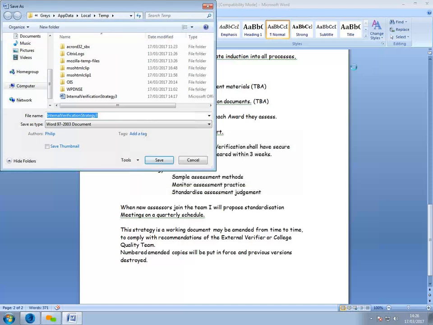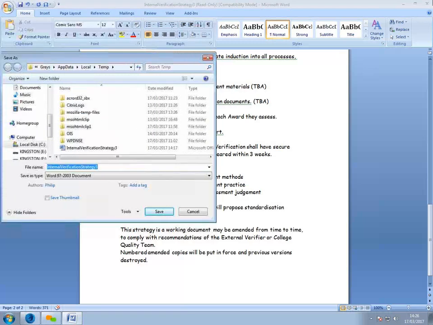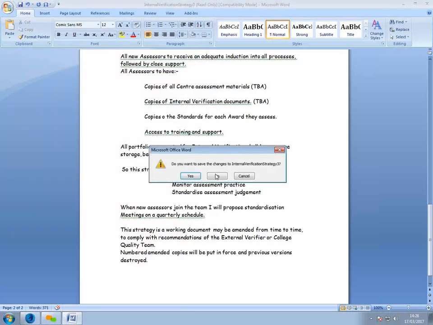Close that down. Not messing with it now, I can do it afterwards.